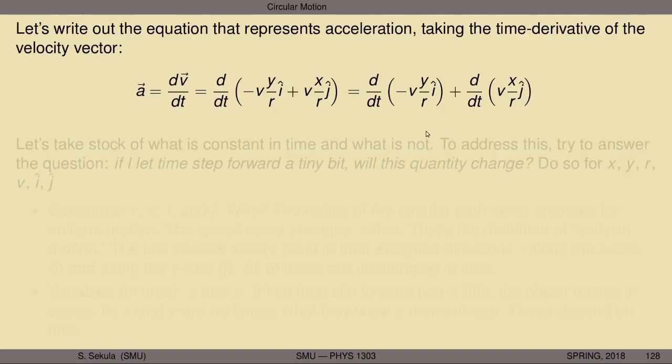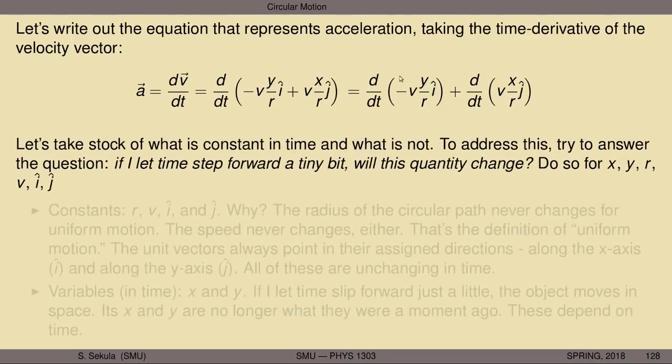Before we go further with this, before we start trying to pull constants out of this and then finally figure out what we're taking the actual derivative of, let's answer a question. Let's take stock of things. What in these big parentheses is constant in time and what is not? I want you to think about this. Of course, you can kind of already see the answers here, but I just want you to think about this. If you let time step forward a tiny bit from the picture that we've been looking at, will a specific quantity change? Will x change? Will y change? Will r change? Will v change? Will i hat change? Will j hat change? Which of these are constant? Which of them can you confidently say, no, I know this thing will not change? Or confidently say, yes, I know that this thing will change? Think about that a moment. Come up with your own answers. And then advance the video.